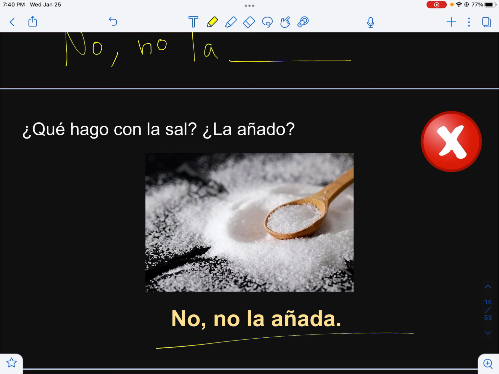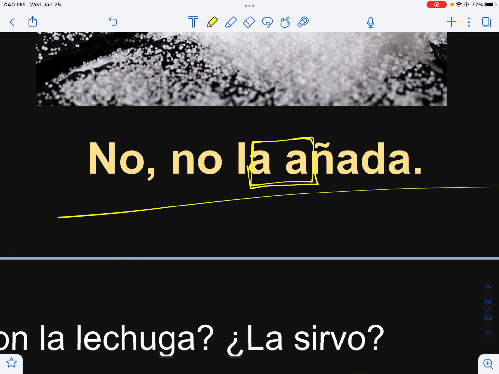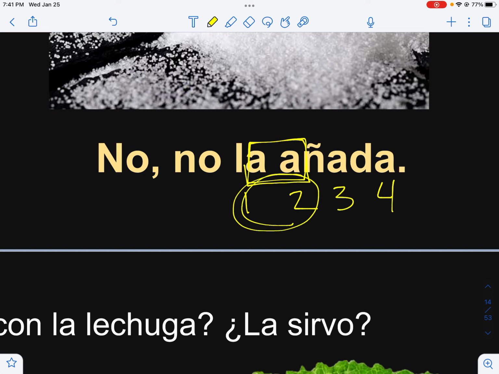Also, fun pronunciation tip. If you have two A's next to each other, or in fact two vowels that are the same next to each other, they're going to blend into one sound. So instead of having a bunch of different syllables here, in la, an, ya, da, these two are going to combine to have only 3 syllables. So, la añada. No la añada. So, that's a fluency tip for you.